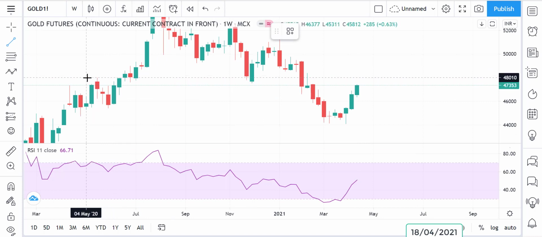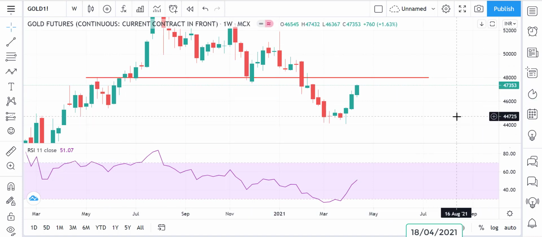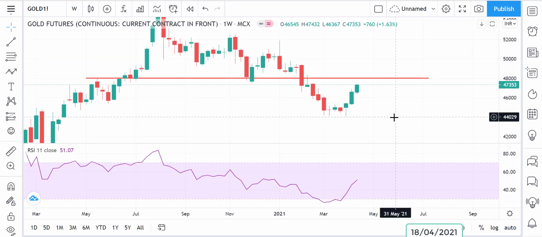Here what you can see is an important price level of around 48,000. So yeah, 48,000 seems to be a very strong supply zone. Until and unless this level is cleared decisively, it's really not advised to go aggressive with your longs. But still you can deploy small amounts, as I already said, to get the full benefit out of this move if it comes.